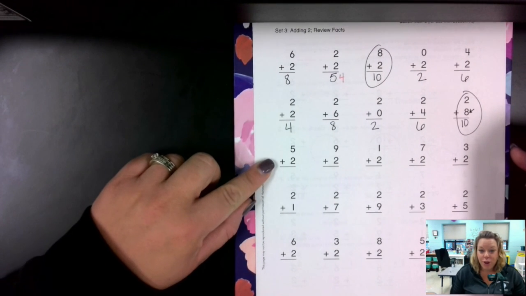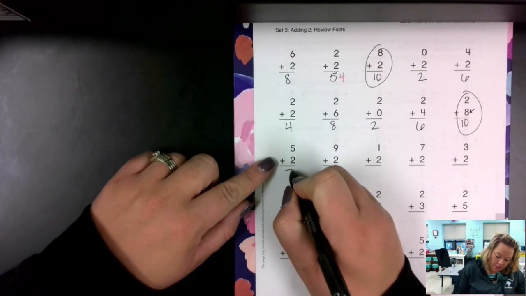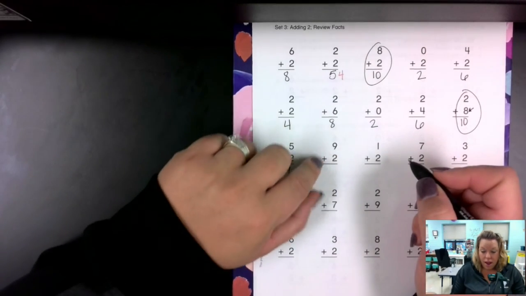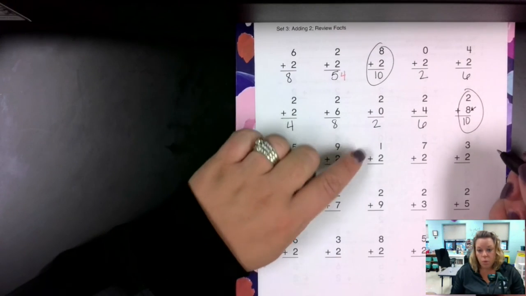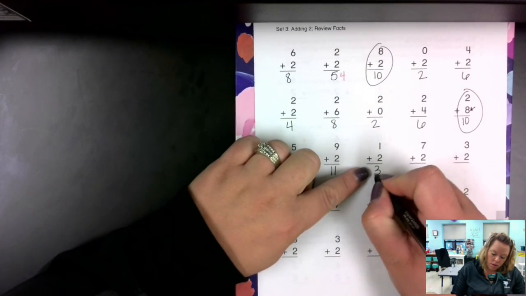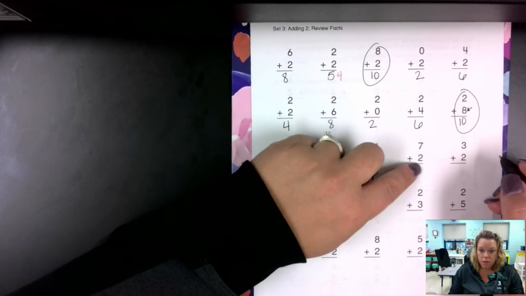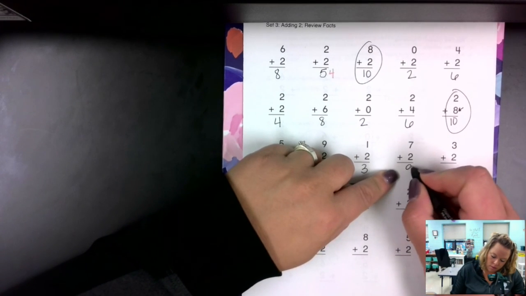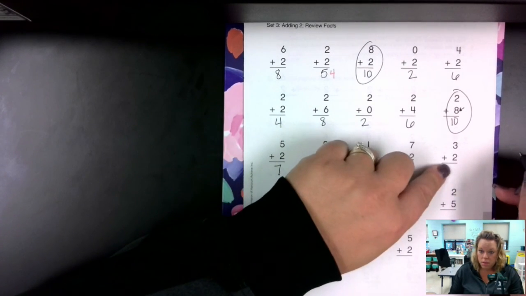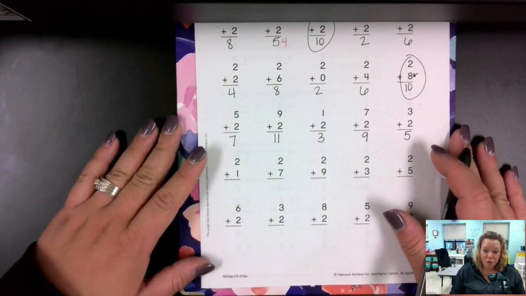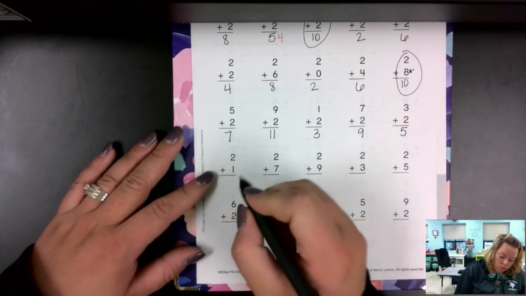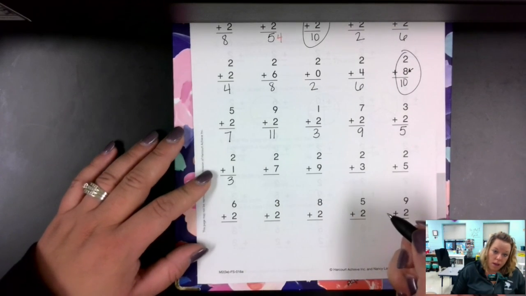Let's go to our third row. 5 plus 2 is 7. 9 plus 2 is 11. 1 plus 2, 3. 7 plus 2 is 9. 3 plus 2 is 5. We're on our fourth row. Good job, you guys. 2 plus 1 is 3.